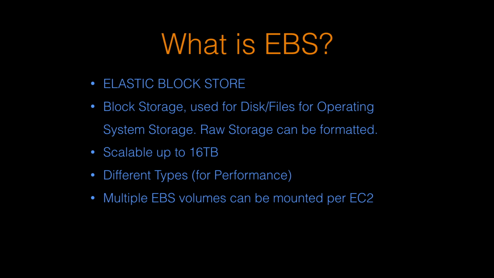EBS stands for Elastic Block Store. It's effectively block storage that can be used on disk for operating system storage, similar to a hard disk drive that you'd see on your laptop or your desktop. Raw storage is presented to the operating system and can be formatted by the operating system, whether it's Windows or Linux. Scalable up to 16 terabytes in size, and there's different types for different performance scenarios. You can have multiple EBS volumes attached to an EC2 instance at any one time.